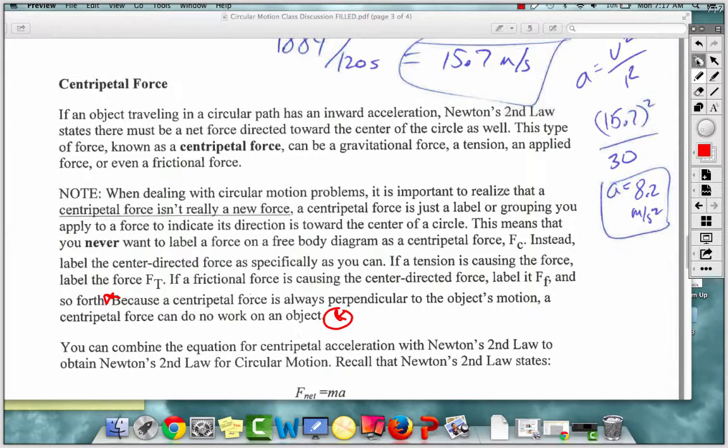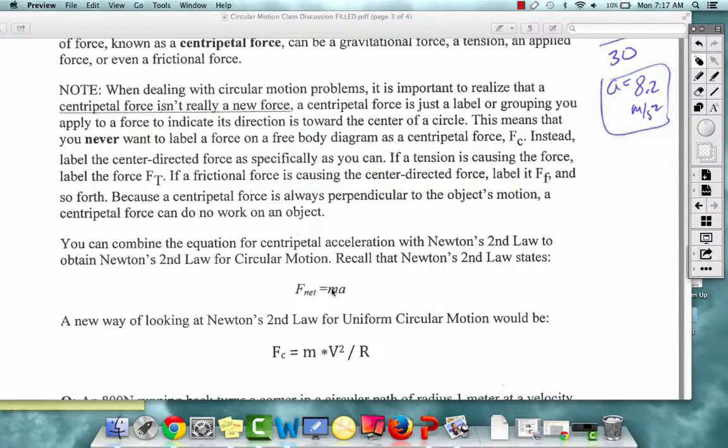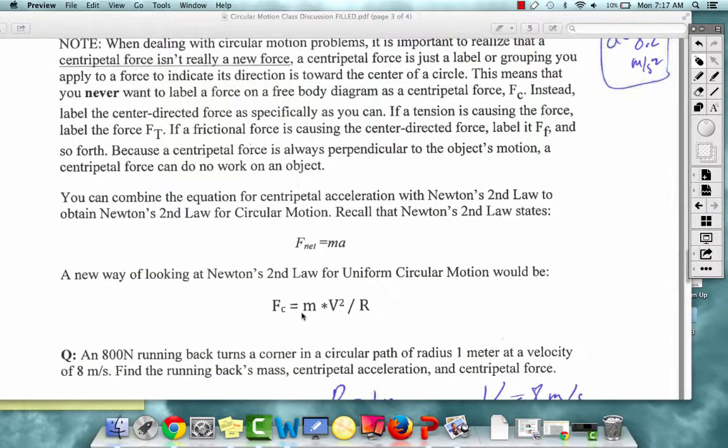All right, so hopefully this is a blast from the past. Here's Newton's second law, F net equals ma. Another way that you could look at Newton's second law is F centripetal, or again it could be F net, equals m times v squared over r. Where did I get this v squared over r? Well, if you think back to the formula for acceleration, acceleration is v squared over r. So all I did was take this a and plug those letters in for a.